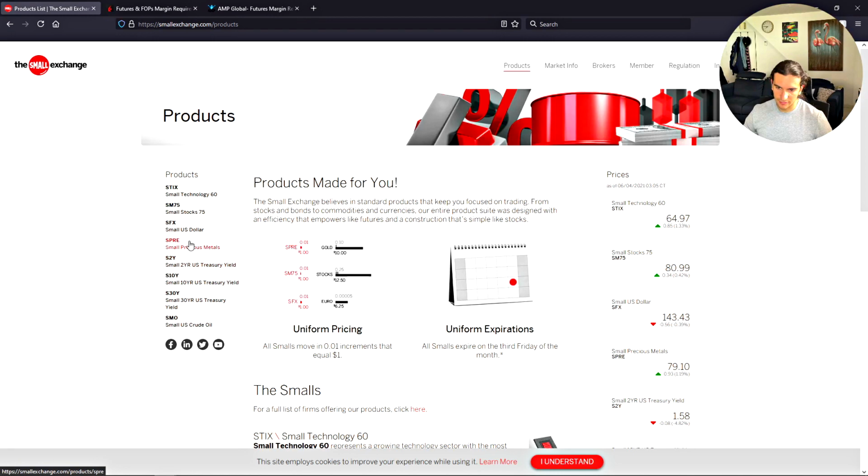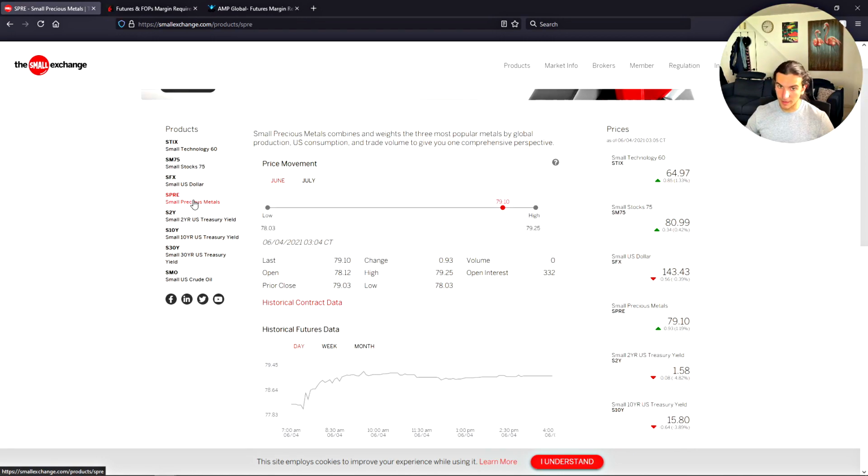The other few products that I find are the most interesting, the first one being the small precious metals. Again, there are a lot of benefits to having a small size futures contract because it allows you to diversify more strategically and potentially use some of these contracts as hedging and ways to balance out your portfolio. So the small precious metals contract would be one way to gain exposure into the metals market.